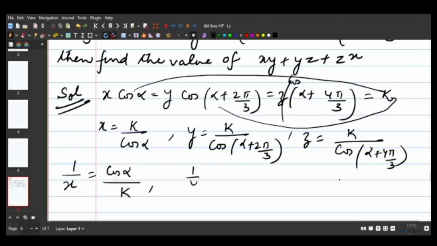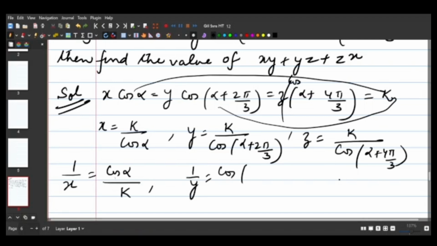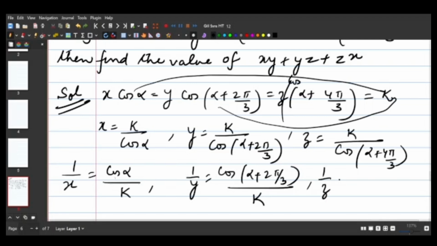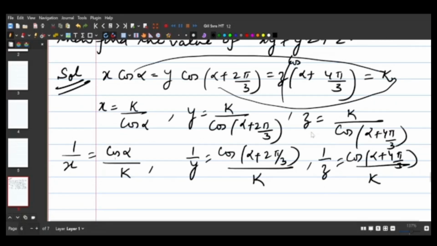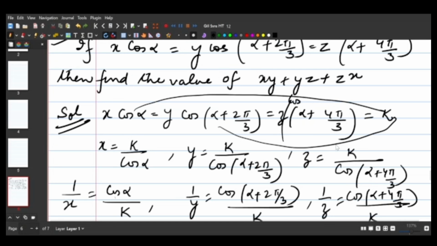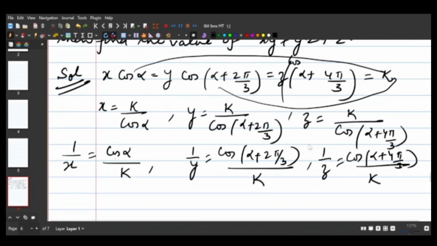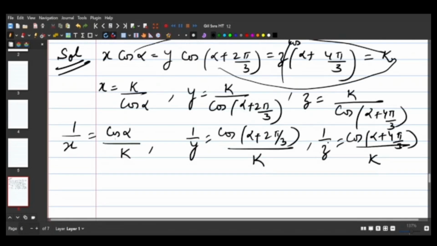Similarly, from here 1 upon y will become cos(alpha plus 2 pi by 3) upon k. K will come in the denominator. 1 upon z will become cos(alpha plus 4 pi by 3) upon k, right? Now what else should we do? Because I told you that we cannot put the values of x, y, z directly in this given expression. I'm starting differently. If I add 1 upon x, 1 upon y, 1 upon z, then what will happen?